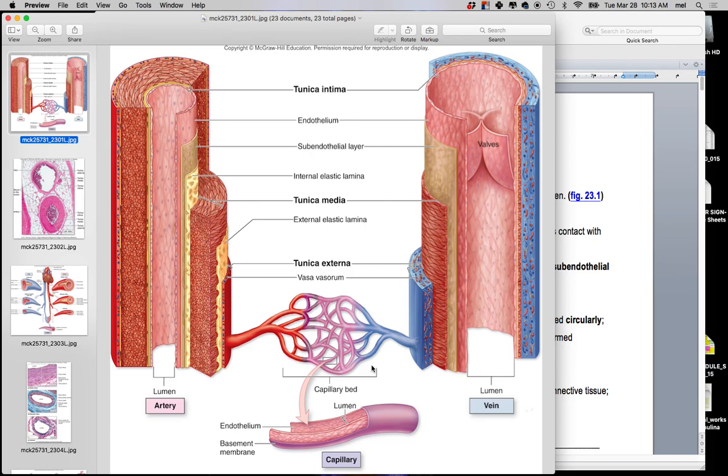The biggest difference is that all of these extra tunics, the media and the externa, it doesn't have. Really, all it has is the endothelium plus a basement membrane. And that's good because it's incredibly thin, and that's great for gas exchange, especially if you add in the fact that it's incredibly branched. Super, super good for gas and nutrient exchange. But it also means that this guy cannot protect himself, right? If blood pressure is really high and high blood pressure gets straight to a capillary, you just bust them.